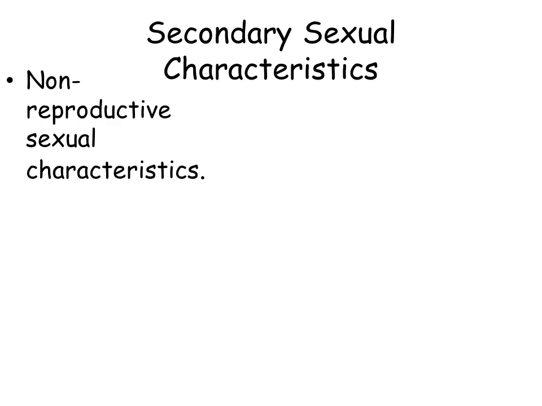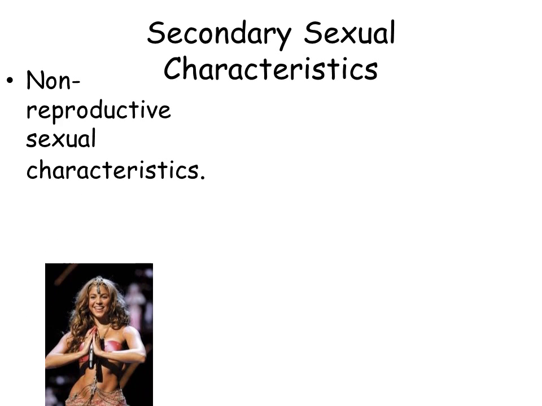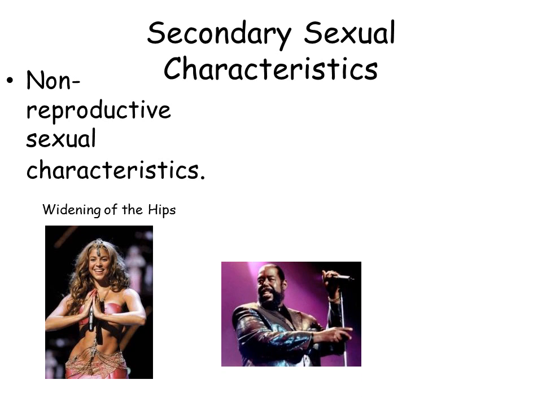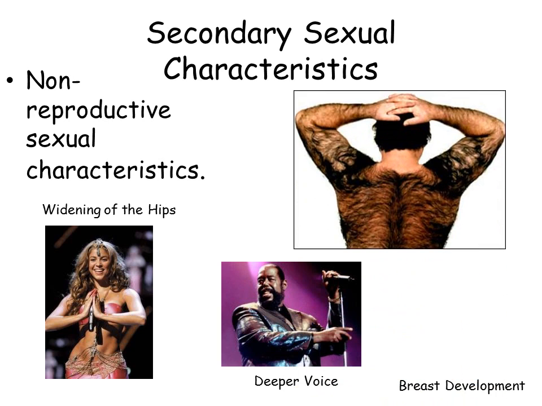Okay, so secondary sexual characteristics, as I mentioned, these are not related to reproduction. So widening of the hips, deeper voice, breast development, which I didn't give you a picture, sorry, and body hair. Those are secondary sexual characteristics because they're not needed for reproduction, although some would argue that the widening of the hips is for the baby to pass through the birth canal. But it doesn't actually make reproduction happen. It happens to be convenient.